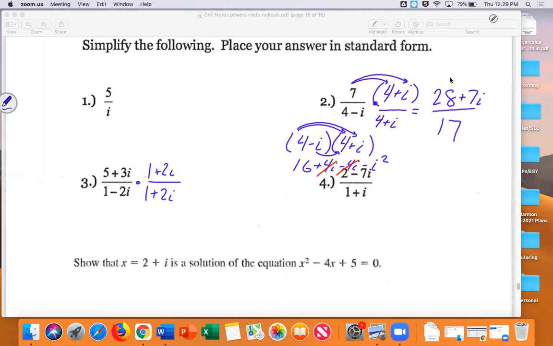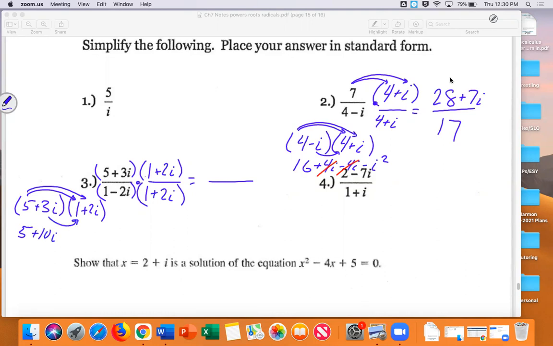All right, number 3, we're going to multiply by 1 plus 2i. A little bit more work with number 3 because we're going to have to FOIL out the numerator as well. All right. So 5 plus 3i times 1 plus 2i. 5 plus 10i plus 3i plus 6i squared.